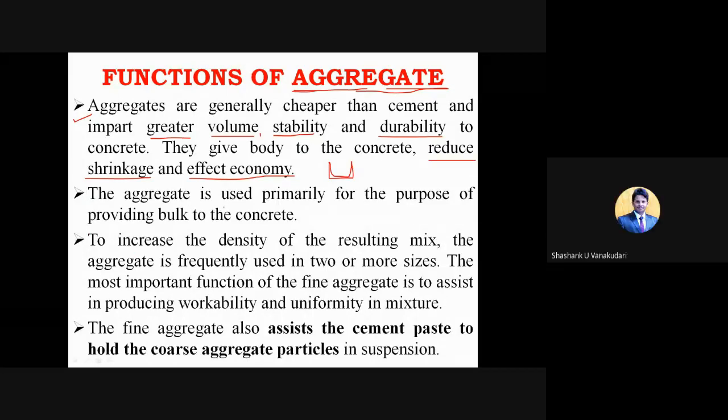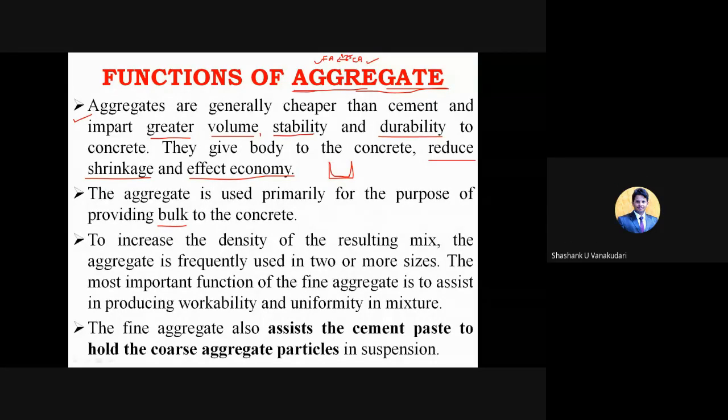Okay. The aggregate is used primarily for the purpose of providing bulk to the concrete. Bulk, in the sense, the major volume of the concrete, is gained by using these aggregates. You know the different types of aggregate, that is fine aggregate as well as coarse aggregate. Clear? The fine aggregate and coarse aggregate are differentiated with respect to size, right? Aggregate less than 4.75 mm we consider as fine aggregate, and aggregates of size more than 4.75 mm are considered coarse aggregate. Clear? But now we are studying both parts together.